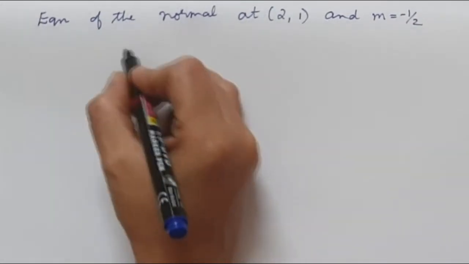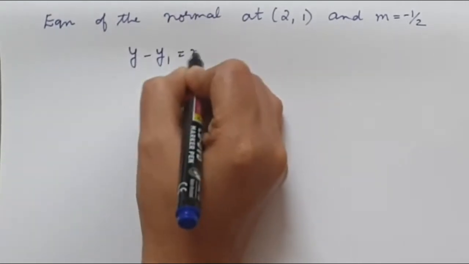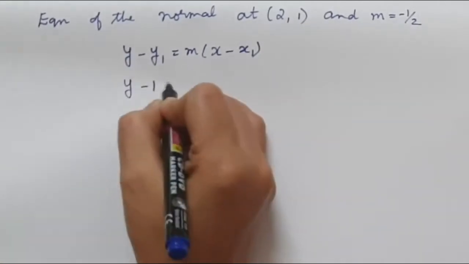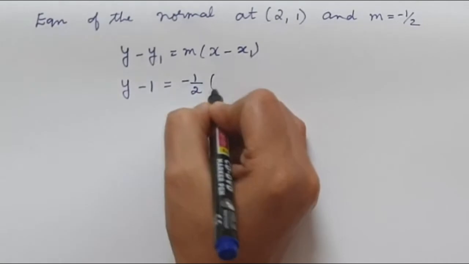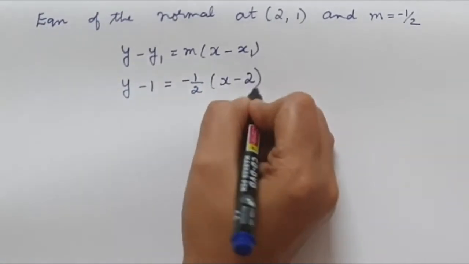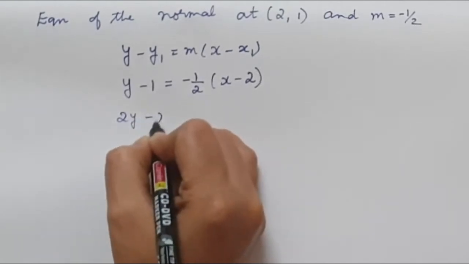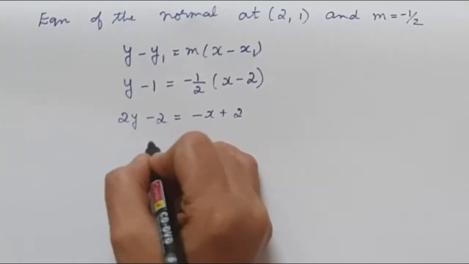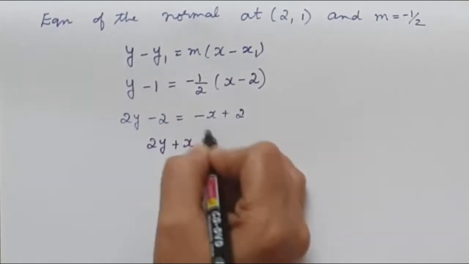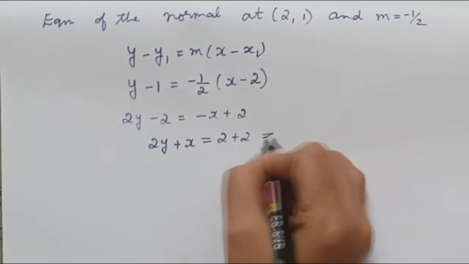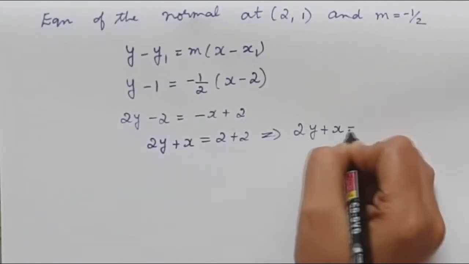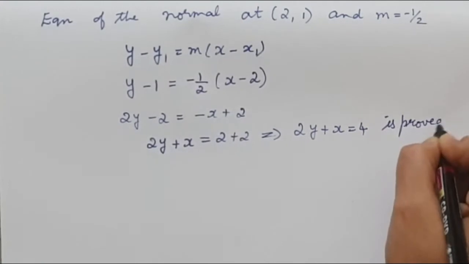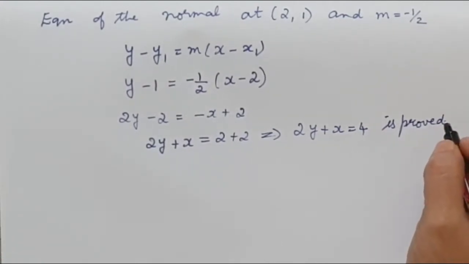Now we are going to find the equation of the normal at (2, 1) and m equal to minus half. So y minus y1 will be equal to m into x minus x1. This is the equation of a straight line, so we'll substitute in this. So y minus 1 will be equal to minus half into x minus 2. Now multiply this 2 over here: 2y minus 2 equal to minus x plus 2. So now this will become 2y plus x equal to 2 plus 2, which implies 2y plus x will be equal to 4. This is what was to be proved. So we have got the equation of our normal as 2y plus x equal to 4.